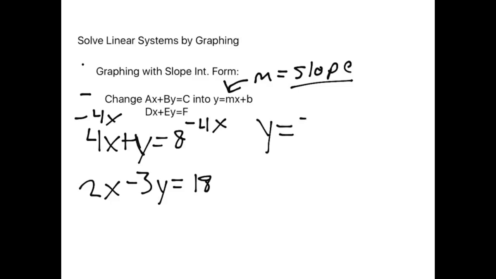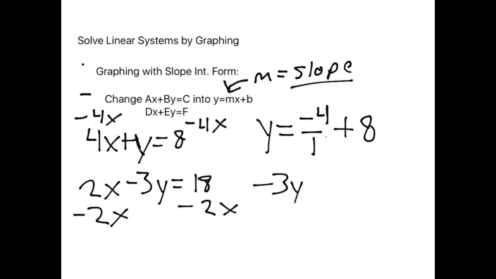So y equals negative 4x plus 8, where the negative 4 is over 1, and the slope would then be negative 4 down. You're going 4 down and over 1 to the right. And then you'd still have the point being 8 on the y-intercept. Over here, we have to subtract the 2x from both sides to get negative 3y equaling negative 2x plus 18.